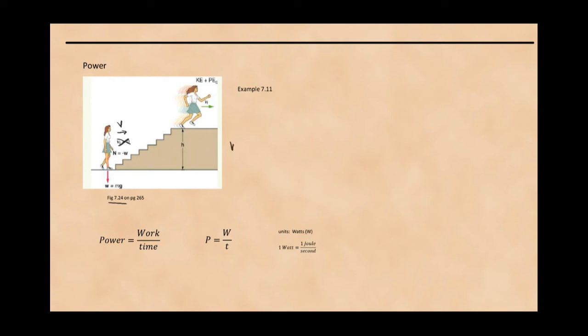It's true, though, that the work done in going up the stairs is going to equal the change in kinetic energy plus the change in potential energy. And if we don't change the kinetic energy, if we keep the same speed throughout the process of running up the stairs, then the work done will be equal to just the change in potential energy, which in this case is just mgh.